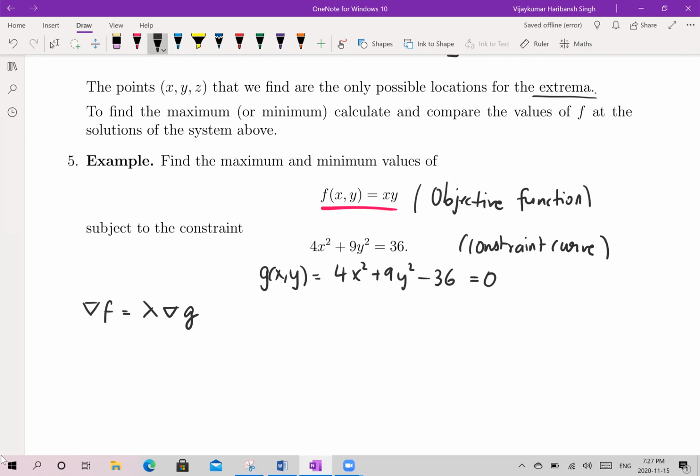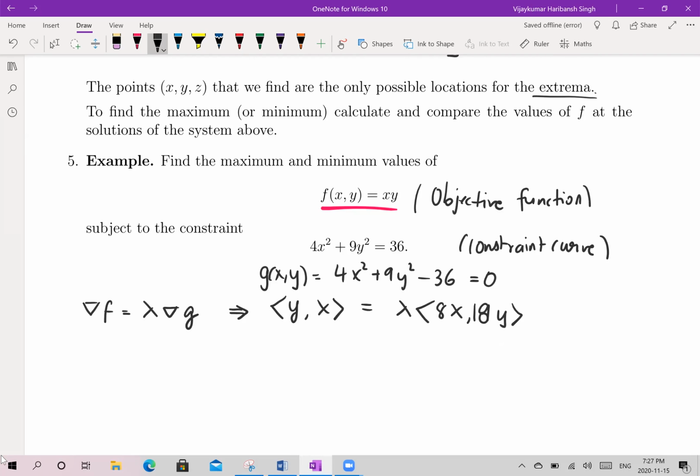So what is grad f? This implies grad f is going to be the partial derivative of f with respect to x, which gives me y, and the partial derivative of xy with respect to y, which gives me x, equals lambda times grad g. If I take the derivative of this, I get 8x, and the partial derivative of g with respect to y gives me 18y.